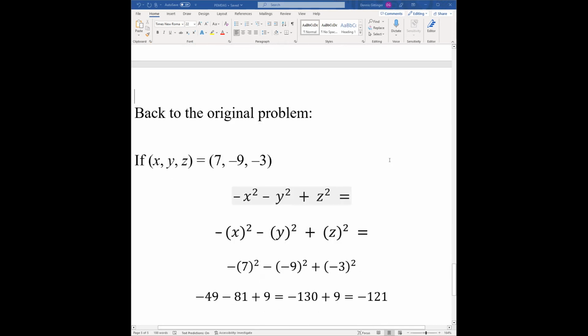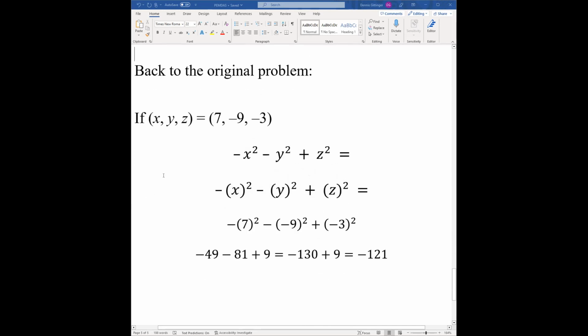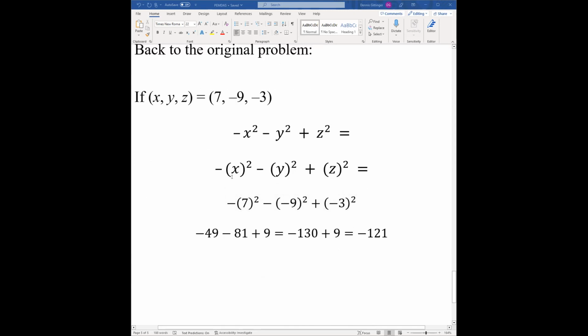Now, the original problem that we started off this lesson with, and this means x equals 7 and y equals -9 and z equals -3. And I want to know the value of minus x squared minus y squared plus z squared. What is the value of that? Now, you remember what I said recently. Think of x as containing its own sign. So if x is positive or negative, when you square it, you're going to get a positive answer. So minus x squared, you can think of it this way, minus y squared, and then plus z squared.